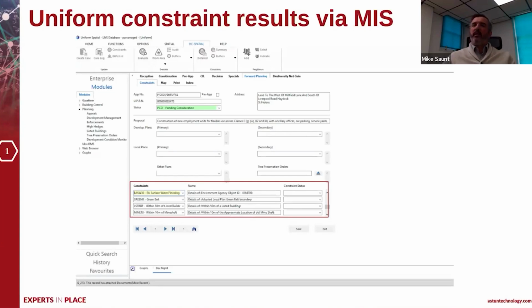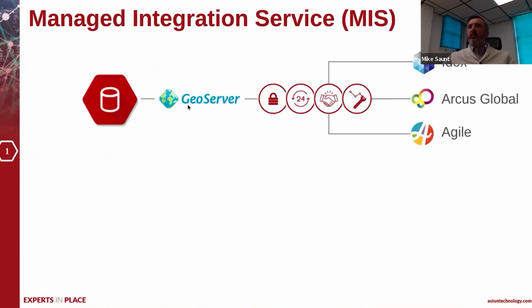The use of the MIS means that there's a lot less overhead and management overhead for the planning team, and also for yourselves if you're GIS administrators. It all happens dynamically behind the scenes. How does it work? Well, currently we use GeoServer. So it integrates with IDOX, Arcus Global and Agile. We've interestingly been asked about integrating with a highway system as well. So I foresee there'll be more and more of these items that come along.